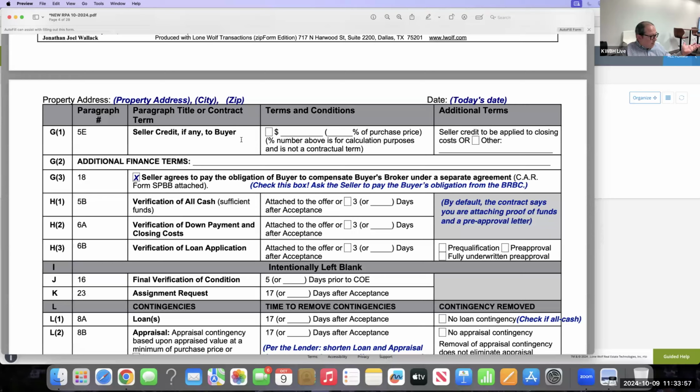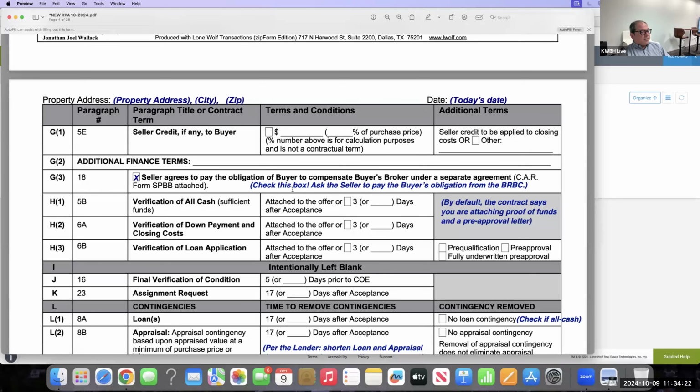It just says 2.5%. I personally do. Copy me, don't copy me. I don't want to use the word standard because I don't want to get in trouble. So I personally signed my buyer rep agreements at 2.5. Now, I have the opportunity to ask the seller to pay that on the next line: Seller agrees to pay the obligation of buyer to compensate buyer's broker under a separate agreement.